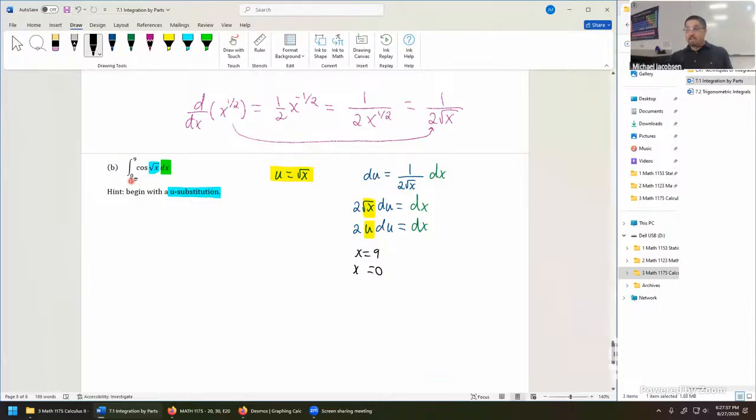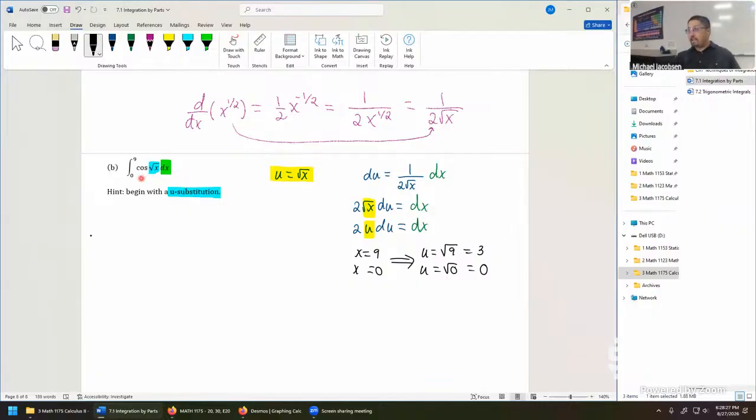The answer is just an area, so we can leave it in terms of u. We just need limits of integration for the variable u. So if x is 9, go back to where u is. That means u is the square root of 9, which is 3. And if x is 0, that means u is the square root of 0, which is 0. And those will be our new limits of integration. So that's a good amount of side work already just to get started on this one.